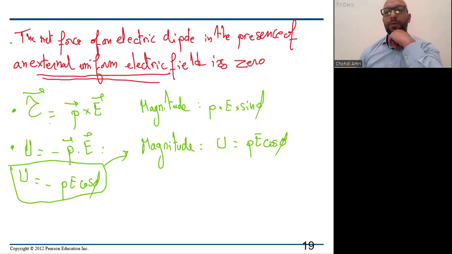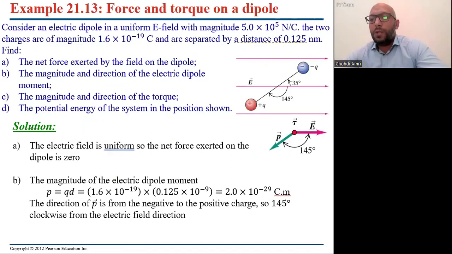Okay, now let's move to some examples. Example 21.3, force and torque on a dipole. Let's consider a dipole in a uniform electric field with a magnitude 5 times 10 power 5 Newton per coulomb. The two charges are of magnitude 1.6 times 10 power negative 19 and separated by a distance d, which is equal to 125 nanometer. Question A, find the net force exerted by the field on the dipole.